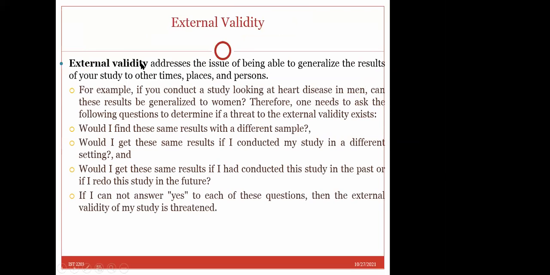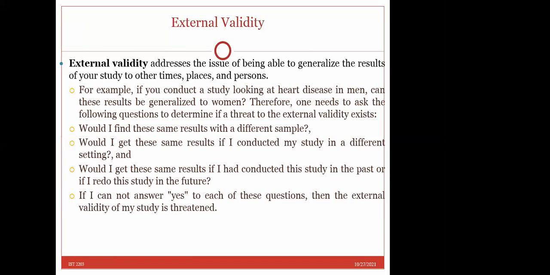Then lastly, we have external validity. This addresses the issue of being able to generalize results from your study to other times, places, or persons. So if they say, does your study have external validity, that means, can your findings be related to others? For example, if you conduct a study looking at heart disease in men, can these results be generalized to women?